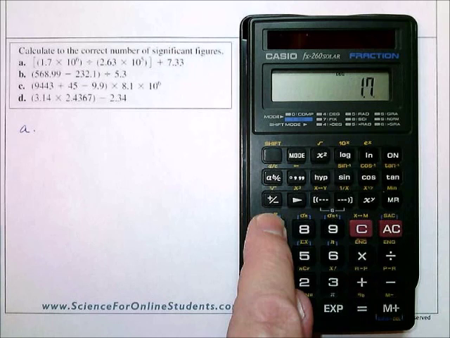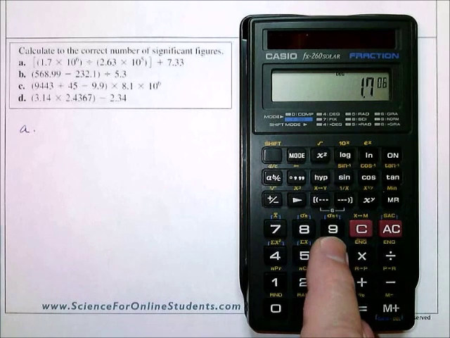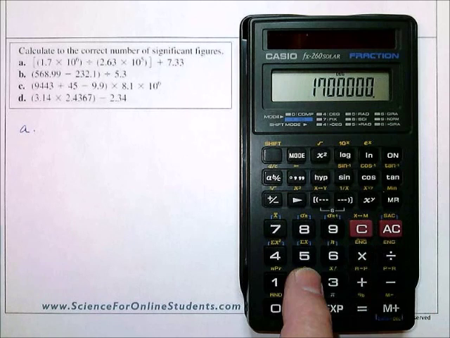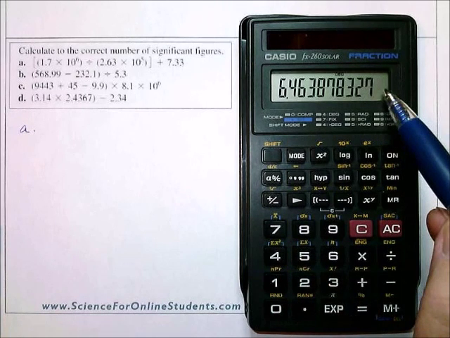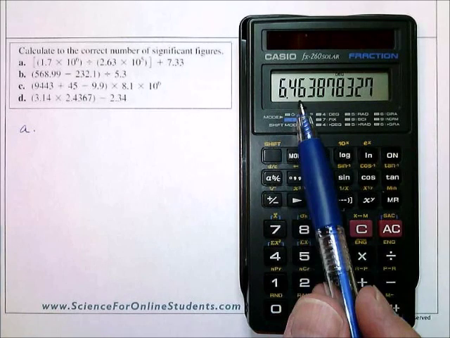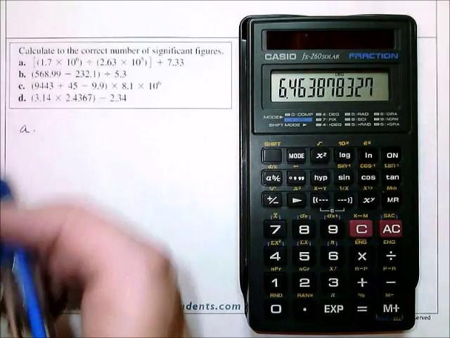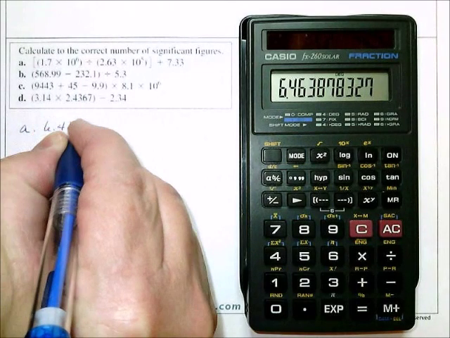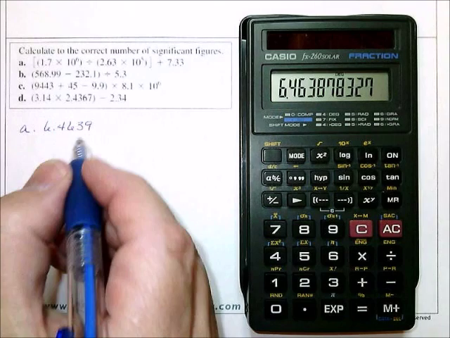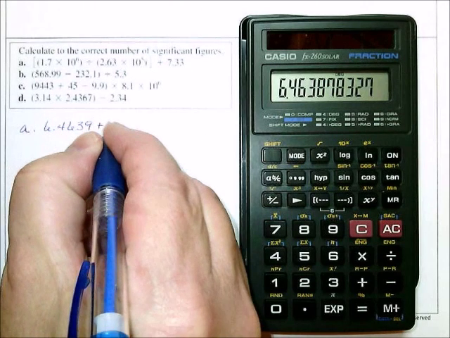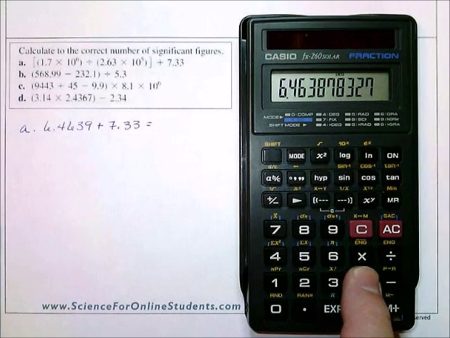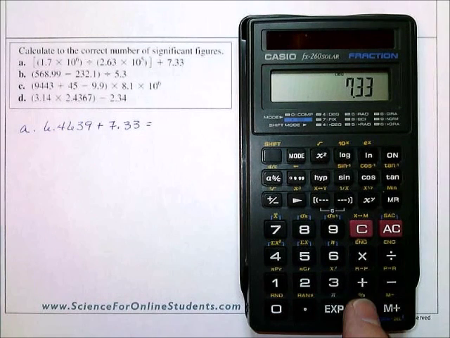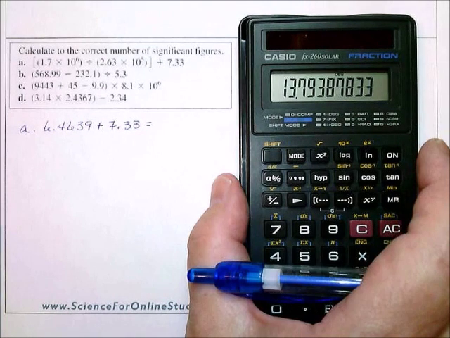1.7 times 10 to the 6th, divided by 2.63 times 10 to the 5th, equals. No exponent over here, so it's just 6.4639, rounded, plus 7.33. Now to this we will add 7.33, equals 18.7939.